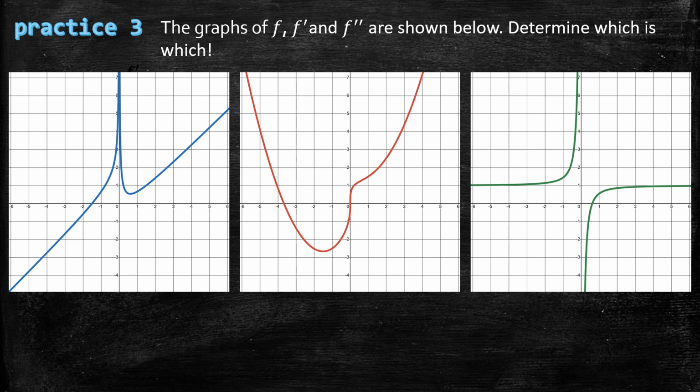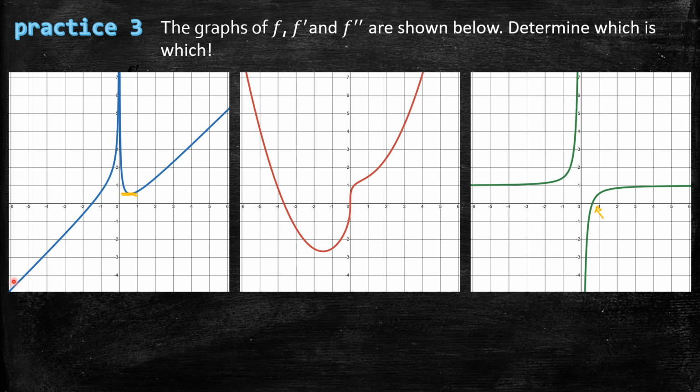So let's just start with the blue one. And we see that there is a min right here, somewhere between 0 and 1. So that means that the derivative of this graph must have an x-intercept there, which it looks like the green graph does. Now I'm pretty sure that must be it, but let's check other features. For example, it feels like the green graph is the derivative of the blue one.